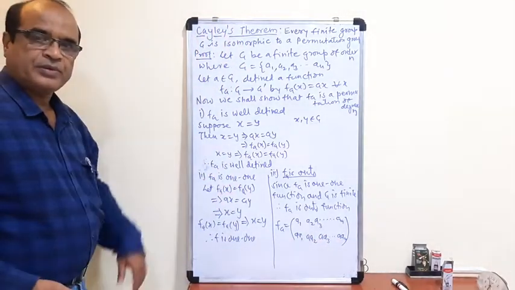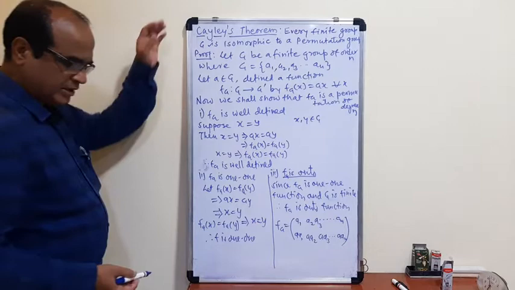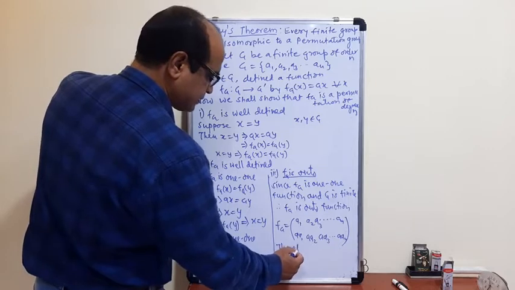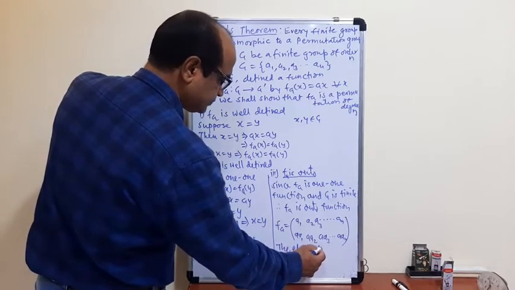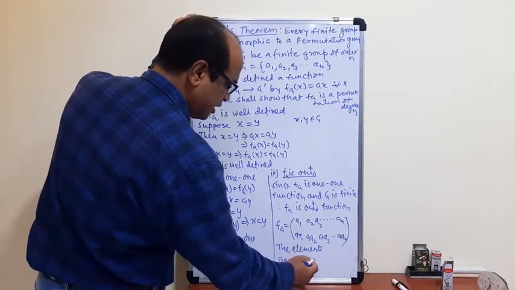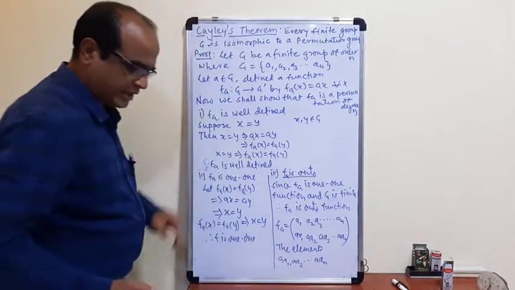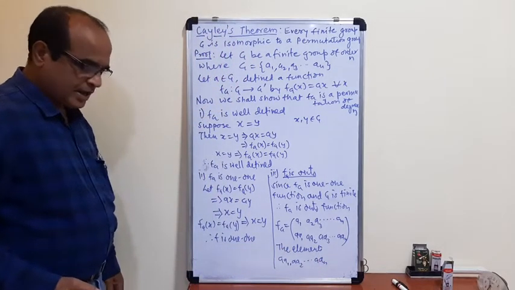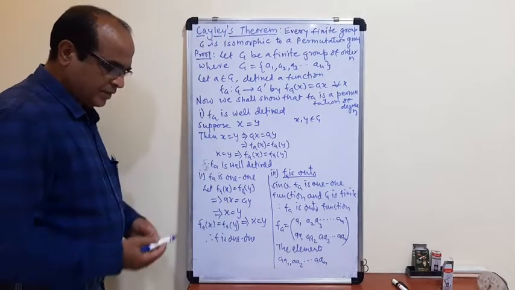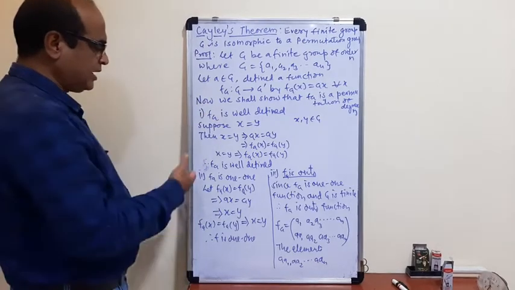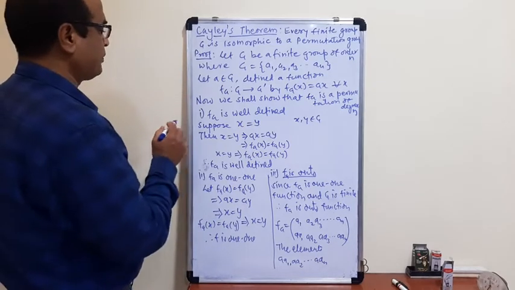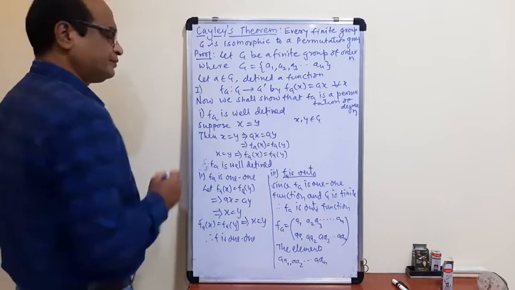So that is a permutation here. So f_a is a permutation here. The elements a1, a·a1, a·a2, and so on, a·an are distinct elements of G placed in some order. So we prove here that f_a is well defined, then f_a is one to one, f_a is onto. This is the first part of the proof here.